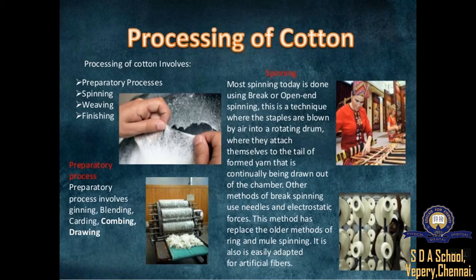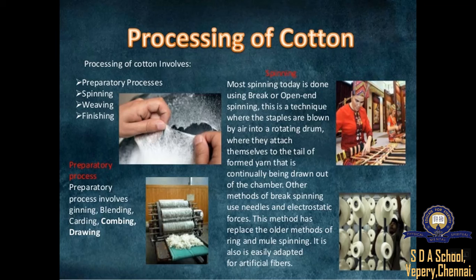The seeds are combed out of the cotton by a machine called a gin. The black seeds present in the cotton are removed by the gin. The gin was invented in India.